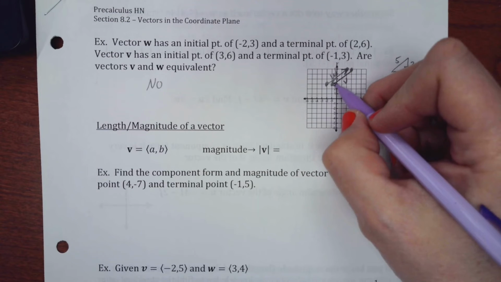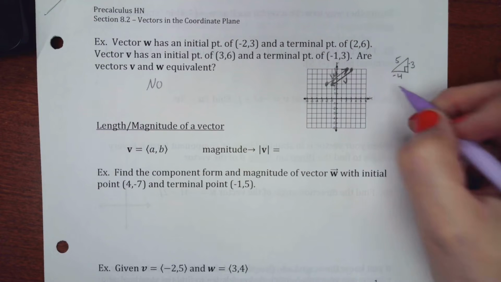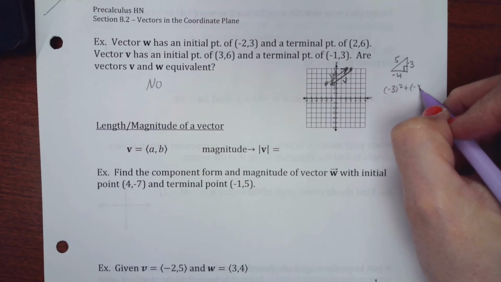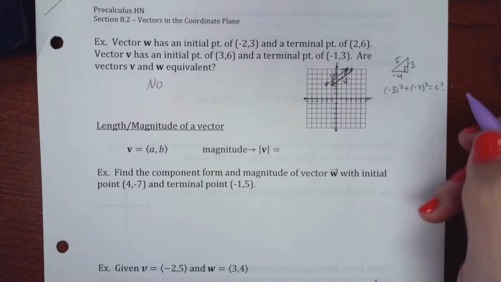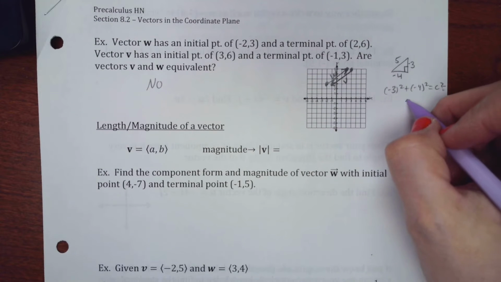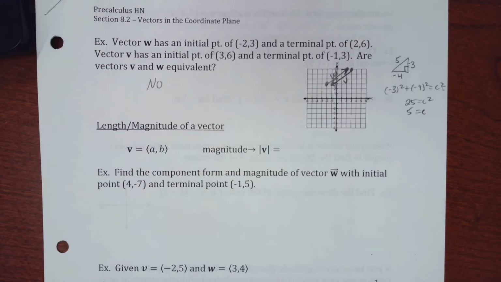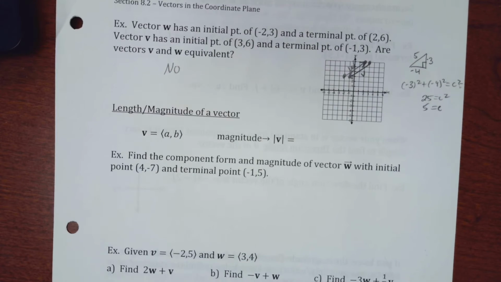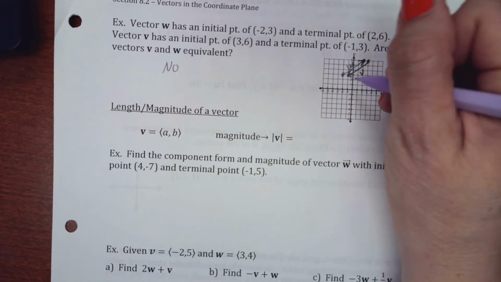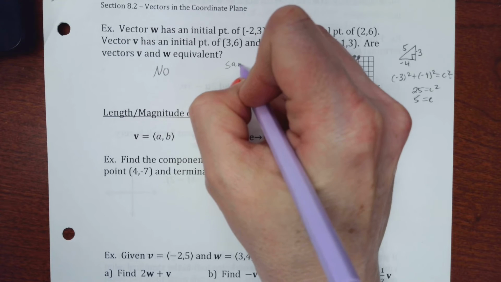Now this V vector here is going down and left, but even if this was negative and negative, when you do your Pythagorean theorem, you would still get positive 25 right here, and so C would still be the 5. Okay, so that is your length. That has to do with finding the magnitude. Remember, the magnitude of a vector is how long it is. So they're not equivalent, but they do have the same magnitude.